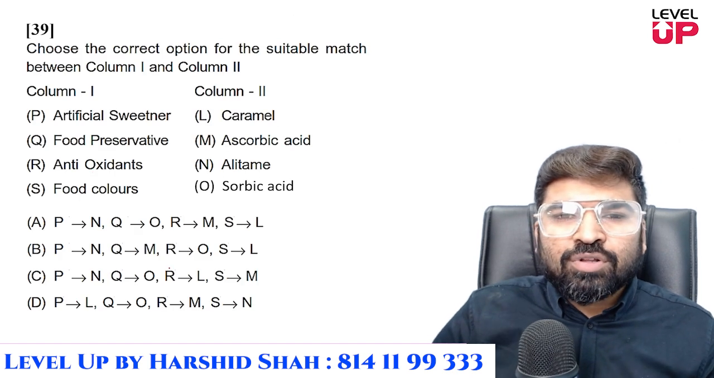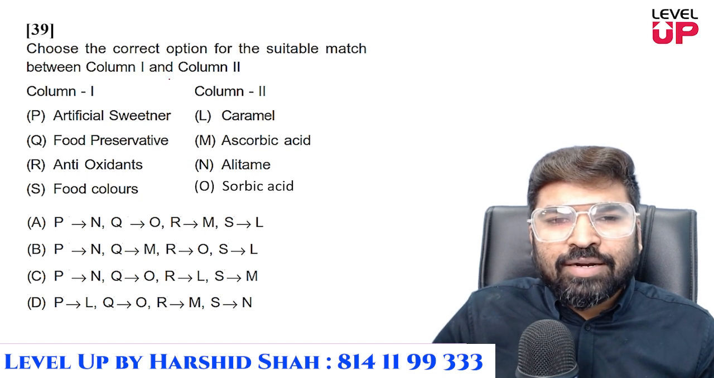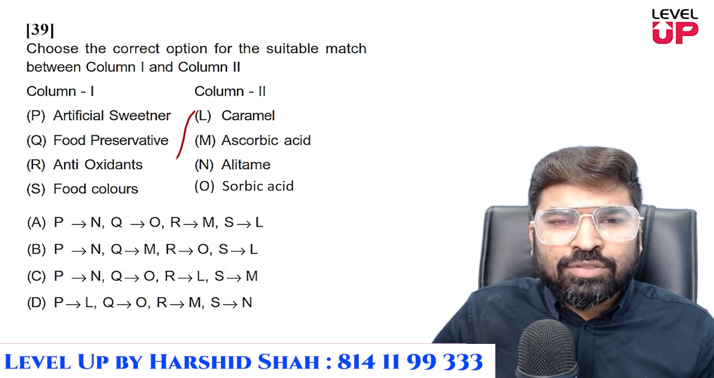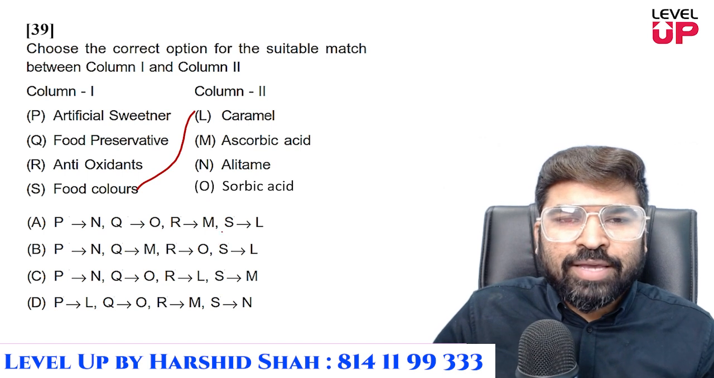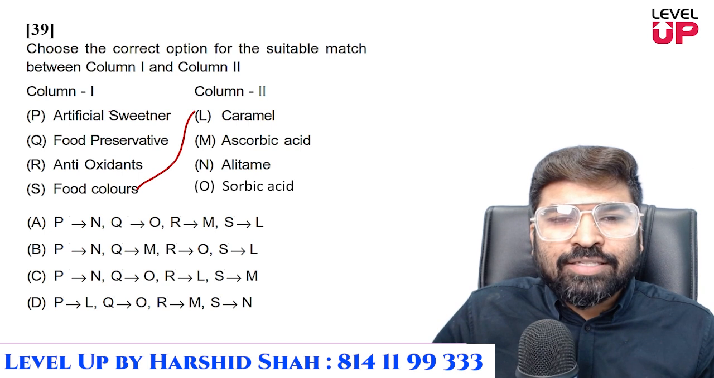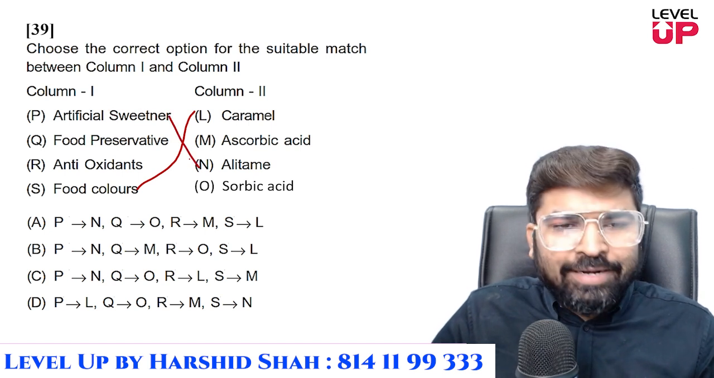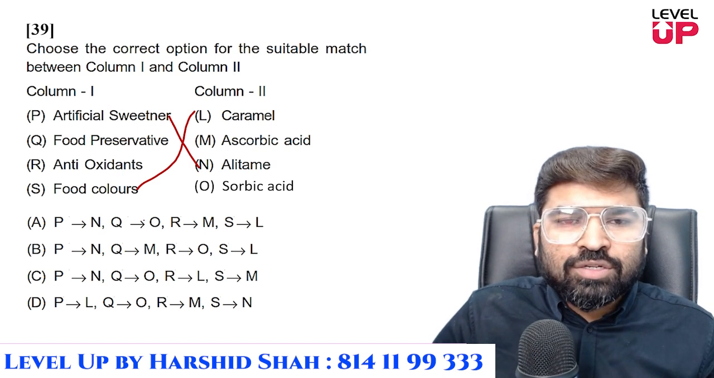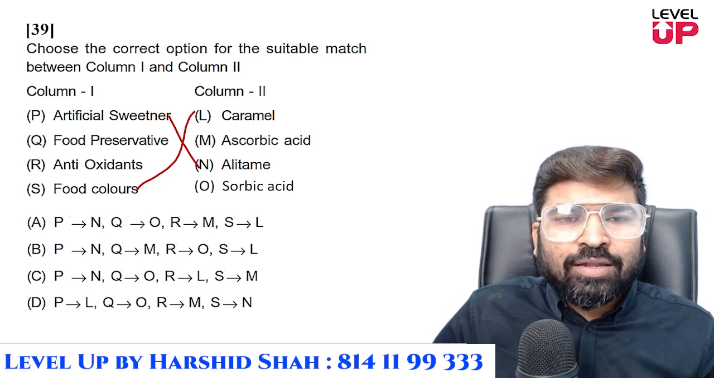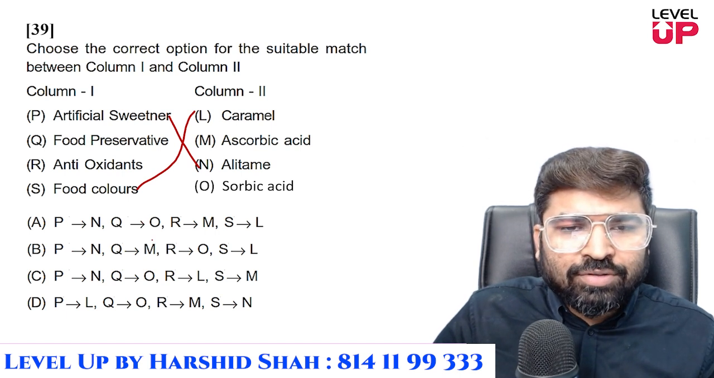Choose the correct option for the suitable match between column 1 and column 2. Artificial sweetener, food preservative, antioxidant and food color. Carotene, caramel, tartrazine and annatto are colors, so the S one is going to be L. Now, artificial sweetener: aspartame, saccharin, sucralose and alitame. So first one, the P one, is going to be alitame, which is an artificial sweetener. So first P is N and then we have the last one which is L. So इसी से आंसर आई गेस आ गया है.